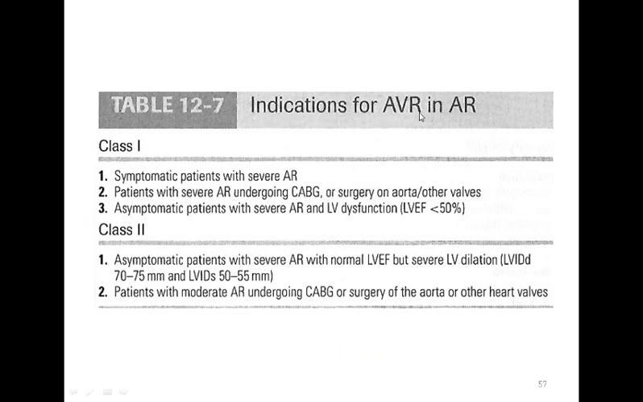The indications for aortic valve replacement in aortic regurgitation: the class 1 indications are, first, a symptomatic patient with severe aortic regurgitation. Second, a patient with severe aortic regurgitation undergoing CABG or surgery on the aorta or other valves. Third, an asymptomatic patient with severe aortic regurgitation and left ventricular dysfunction. Class 2 indications are an asymptomatic patient with severe aortic regurgitation with normal left ventricular ejection fraction but severe left ventricular dilatation. Second, patients with moderate aortic regurgitation undergoing CABG or surgery of the aorta or other heart valve surgery. Then you can consider aortic valve replacement also.